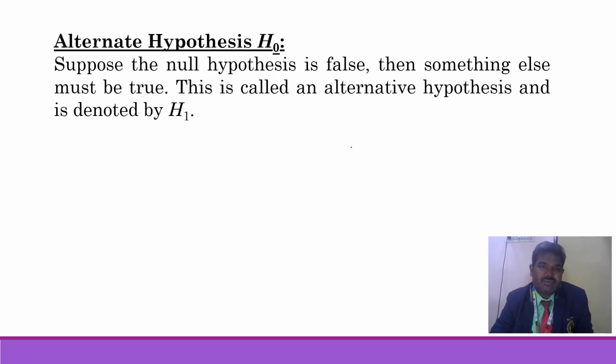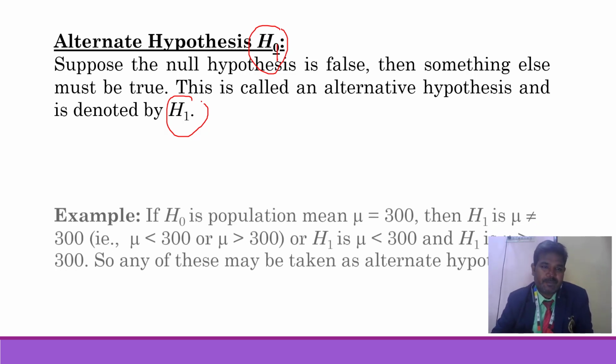Alternate hypothesis, H1. Suppose the null hypothesis is false, then something must be true. So this is called the alternative hypothesis and is denoted by H1.